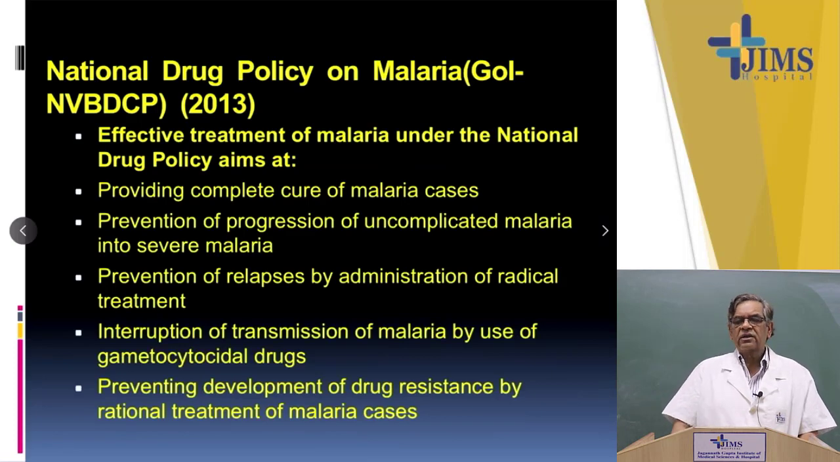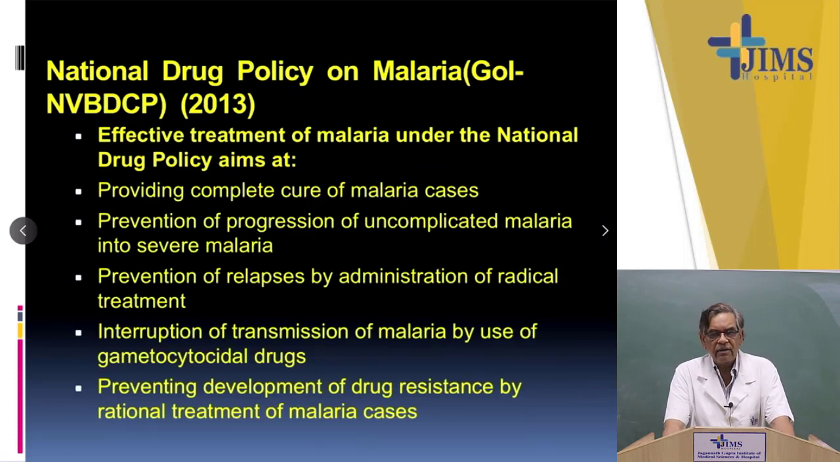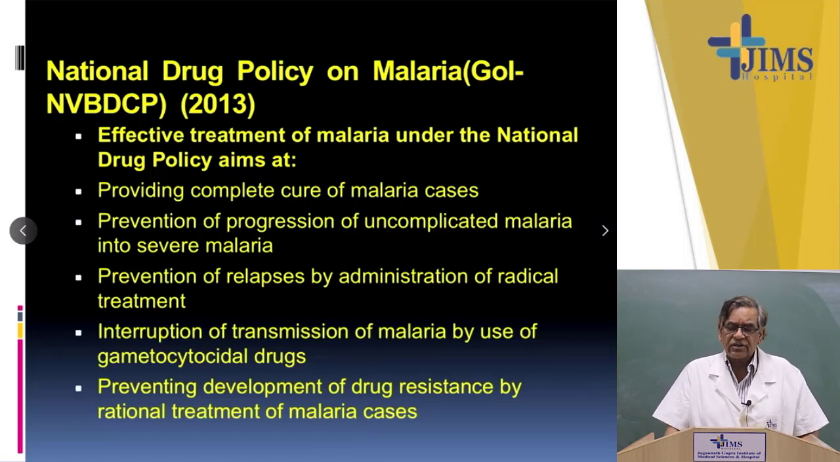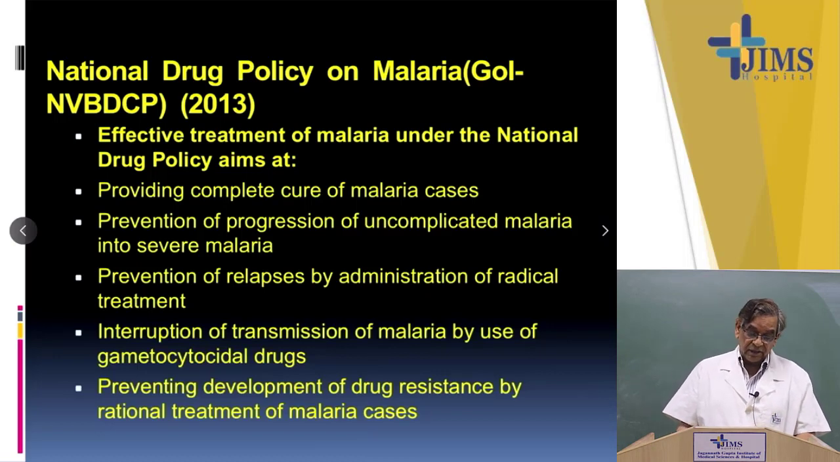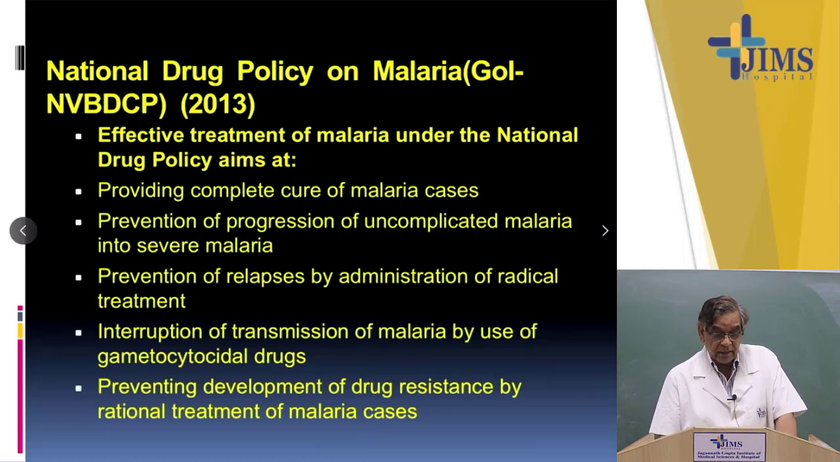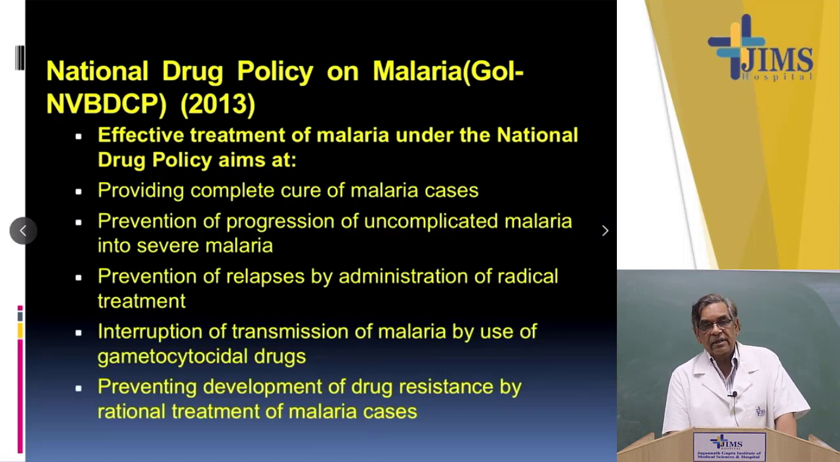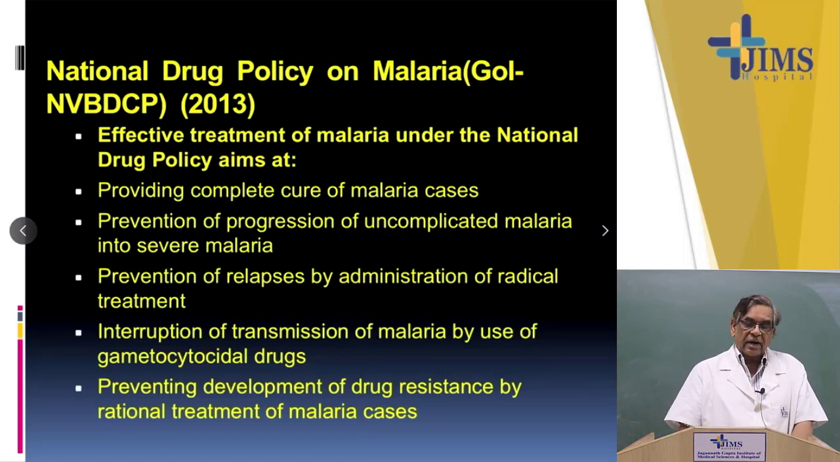The National Drug Policy 2013, Government of India, was done by the National Vector-Borne Disease Control Program. The effective treatment of malaria under the National Drug Policy aims at providing, number 1, complete cure of malaria cases. Number 2 is prevention of progression of the uncomplicated malaria into severe malaria. You are trying to prevent uncomplicated malaria getting into severe malaria. How do you do it? Early diagnosis and complete treatment. 3. Prevention of relapses by administration of radical treatment.